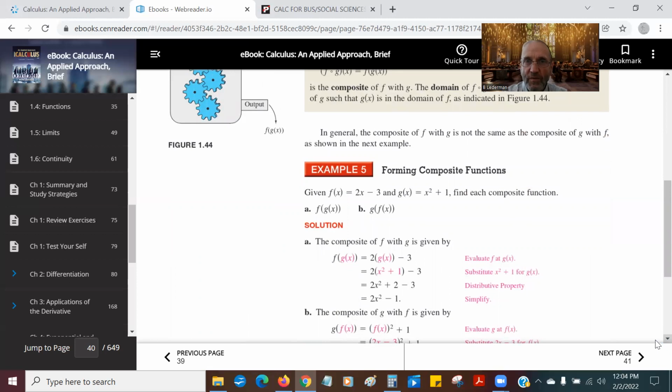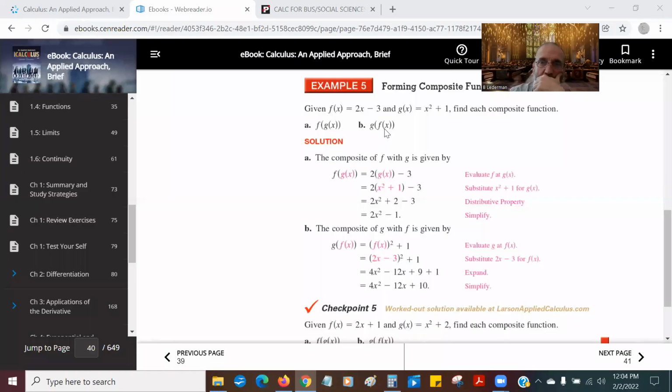F of x, let's figure this out. Give me 1 second, everybody. So we have f of x is 2x minus 3, g of x is x squared plus 1. We want to find f of g of x, and then we want to find g of f of x. They're not necessarily the same thing.